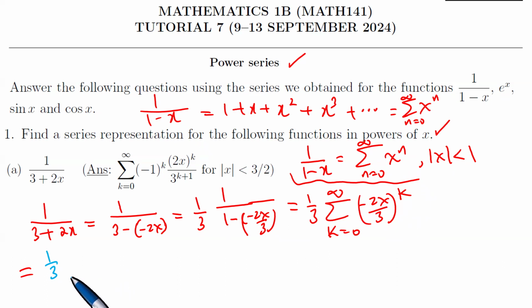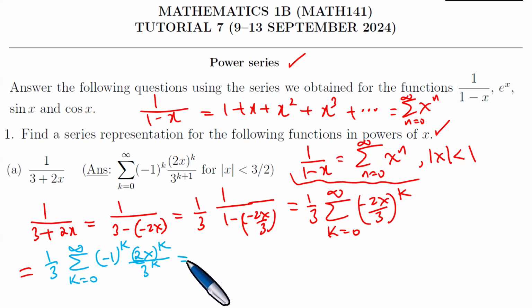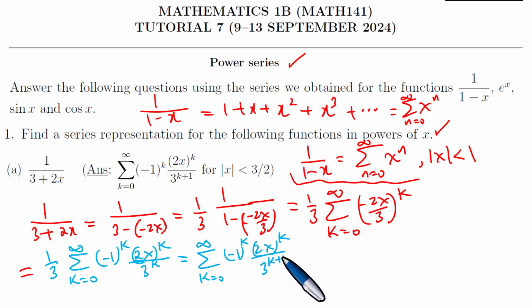Therefore, this is exactly the same as the infinite series. Write the infinite series like this: k equals 0, minus 1 to the k. There's a minus 1 because this 2x over 3 is negative. And then we have 2x to the power k divided by 3 to the power k, which is 2x divided by 3 to the power k plus 1. Which is exactly this.